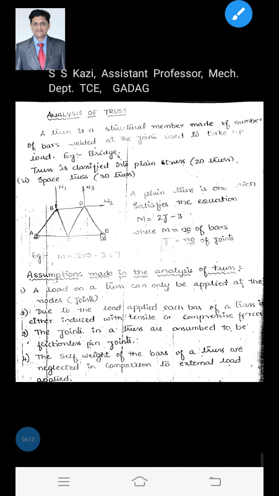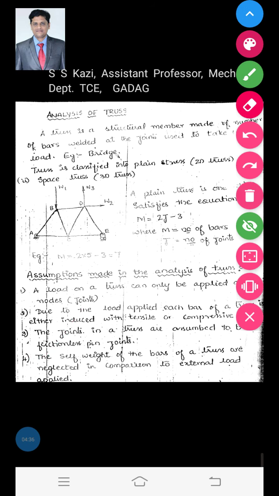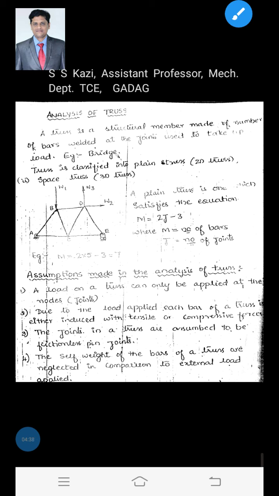Now come to the fourth assumption: the self weight of the bars of a truss is neglected in comparison to the external load applied. That means we are not considering the self weight of the truss structure. We are considering only the external load applied while carrying out the analysis. These are the four assumptions which have to be made in the analysis of a truss.